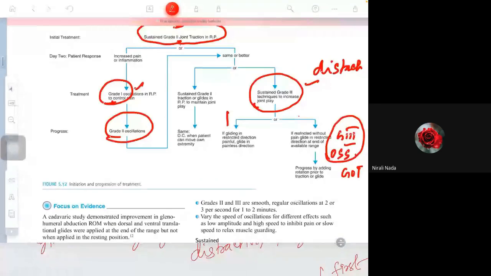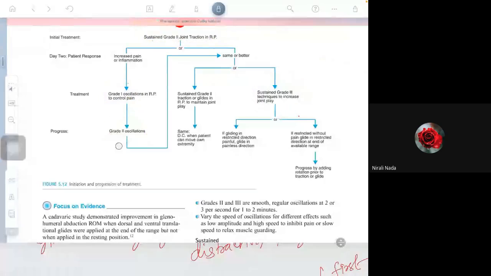you will glide grade 3 oscillation. You will go for grade 3 oscillation. If grade 3 oscillation is painful in restricted direction, you study this sentence. So what is this? Here you are giving grade 3 oscillation technique, GOT. If gliding, that is grade 3 gliding in restricted direction is painful.